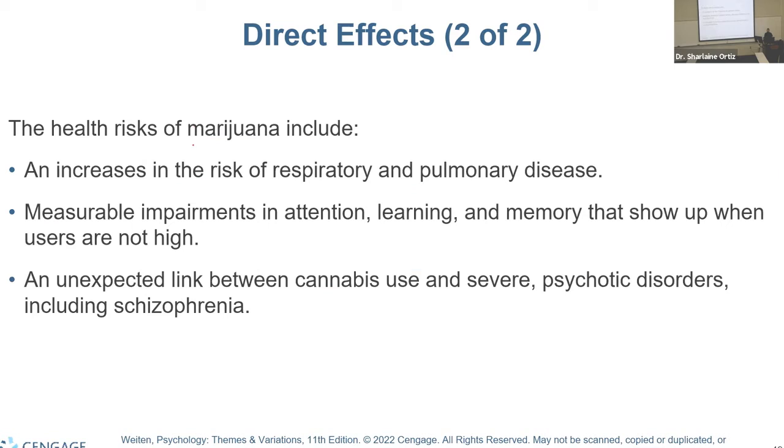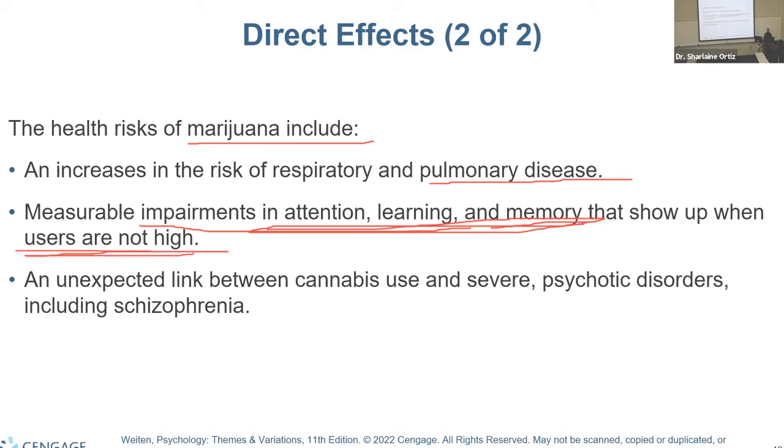When it comes to risk with marijuana, we can have an increased risk for pulmonary disease. Now, that health risk associated with the effects and uses of marijuana can also include issues with attention and memory that can be present when the individual is not intoxicated, right? So generally, these types of effects you would see while the person is intoxicated, but there could be effects when the person is not intoxicated.